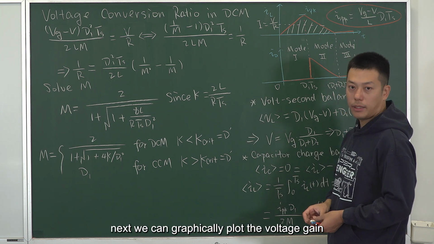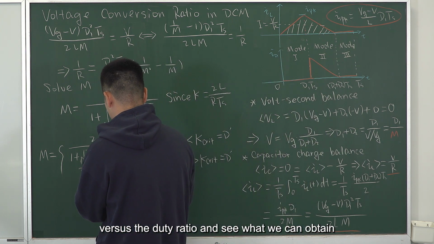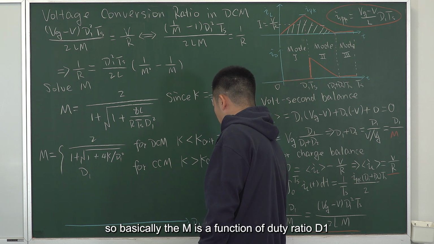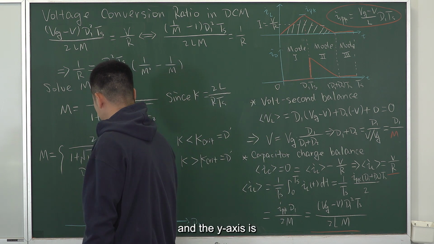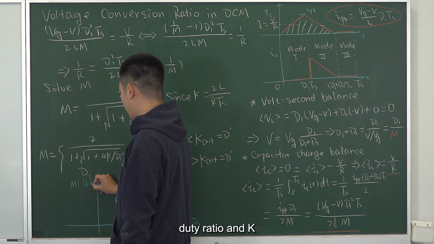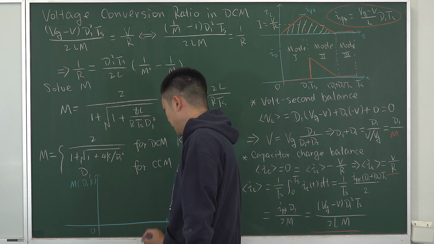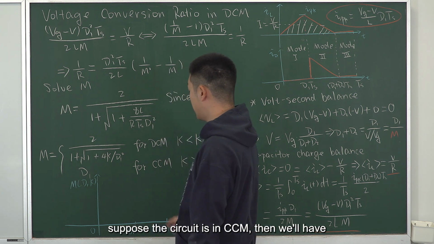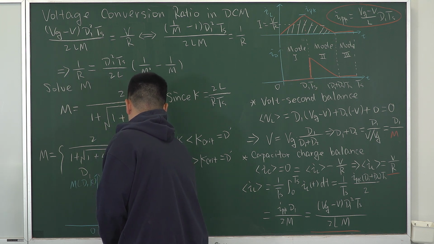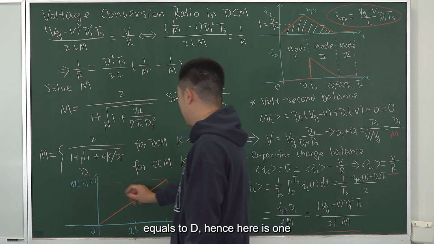Next, we can graphically plot the voltage gain versus the duty ratio and see what we can obtain. So basically, M is a function of duty ratio D1. And the y-axis is the voltage conversion ratio, which is a function of duty ratio and K. So D exists from 0 to 1. So here is 0.5. Suppose the circuit is in CCM. Then we'll have a straight line. So voltage conversion ratio equals D, right? Means here is 1.